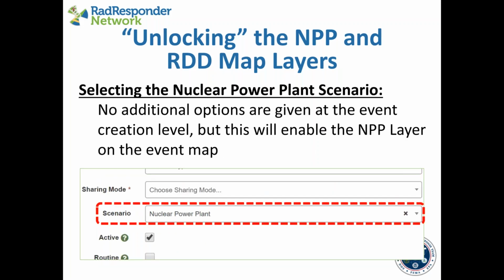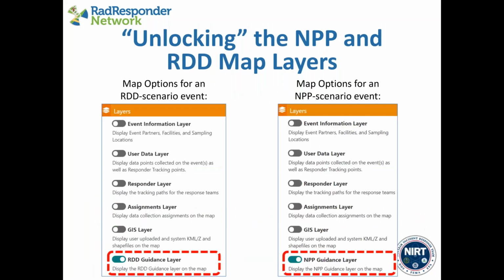For the NPP layer, all you need to do is select that scenario. There are no additional options at the event creation level, but by choosing that scenario, you'll be able to utilize the NPP layer on the event map. Okay, so just as a quick little snapshot, once those scenarios are selected, then you'll come across those RDD guidance layer and NPP guidance layer options on your event map level, which I'll show you again once we do the live demo.